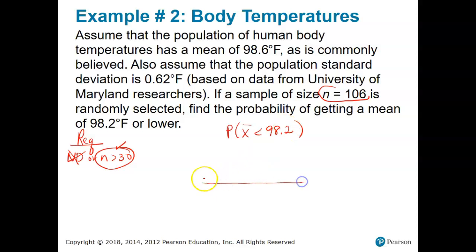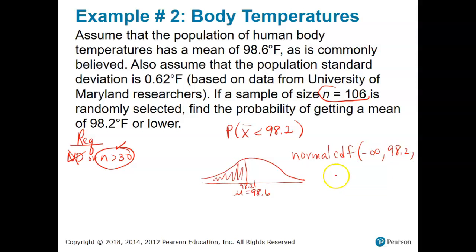Okay, so when we sketch this out with our curve, our mean is 98.6. So here we have 98.2 and lower than that. So we're looking at this. Okay, so I'm going to do the normal CDF, and that's going to be from negative infinity to 98.2, and my mean is 98.6. And because this is a sample, I'm going to do the standard deviation divided by the square root of my sample size.